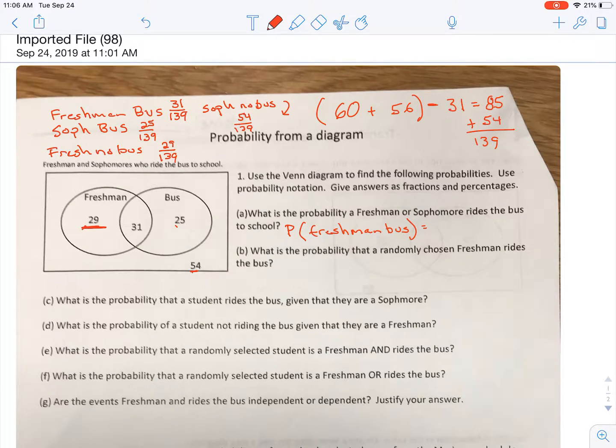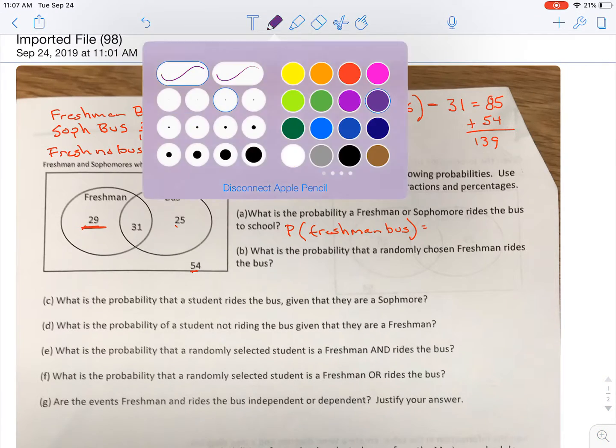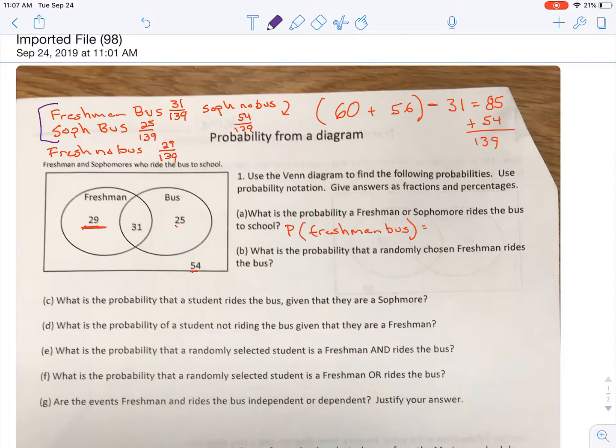Now the questions are really pretty easy from here. So what's the probability a freshman or sophomore rides the bus to school? Well, that would be, and I'll use a different color here, the freshman bus riders plus the sophomore bus riders. So that is 31 plus 25, which is 56 of 139. Good.